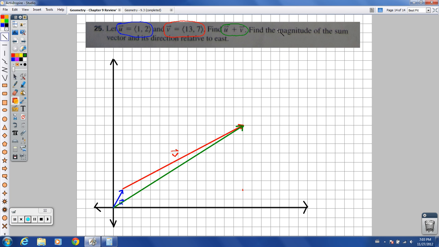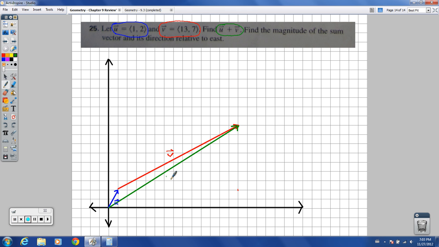So find the magnitude of the sum vector. This green one is the sum vector. It looks like this. You got u plus v. Vector u plus vector v. That's the sum vector. Sum just meaning adding the two vectors. And so we're taking that and finding its direction relative to east.